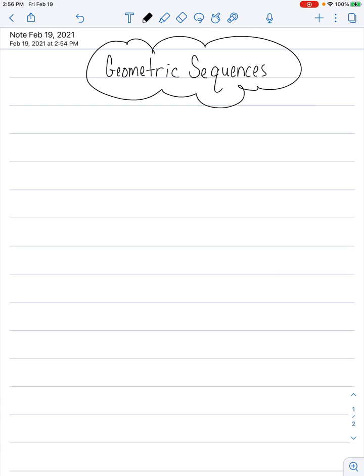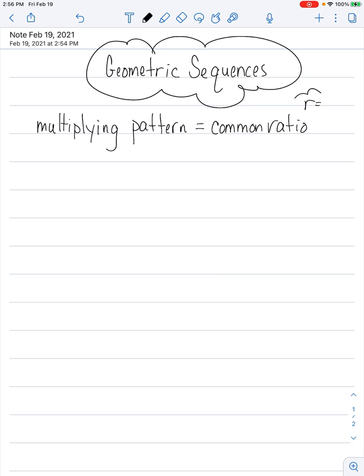So a geometric sequence is a list of numbers, or a sequence of numbers, that has a multiplying pattern. That's the key thing to know or understand about geometric sequences. And that pattern is called the common ratio. We usually use the letter R to represent the common ratio. So let's look at a couple of sequences and how we'll find that common ratio.